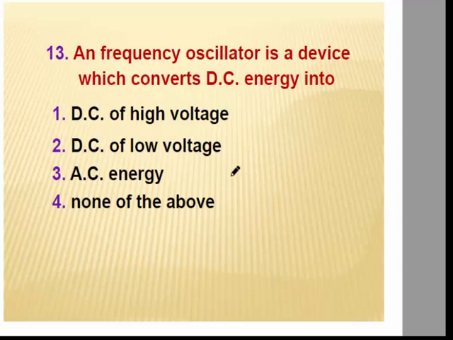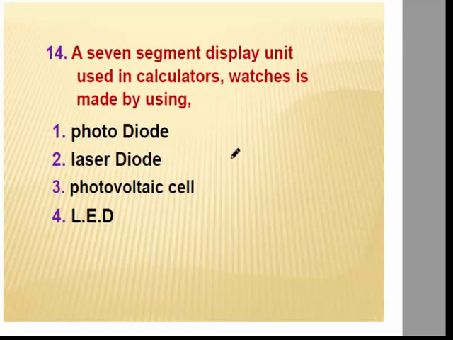Okay, so next question. A frequency oscillator is a device which converts DC energy into AC energy. In rectification, AC is converted to DC, but here in a frequency oscillator, DC is converted into AC. Okay, so next question.